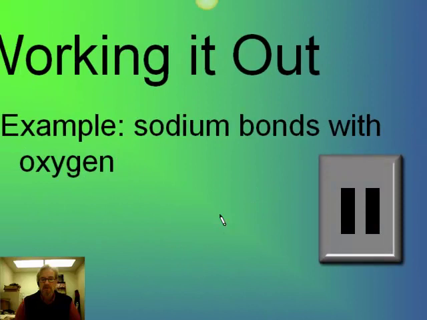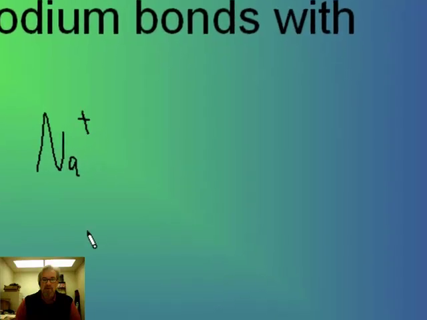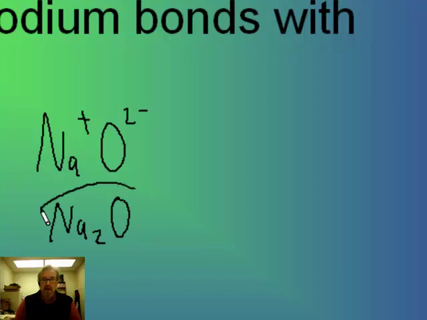Try this one, sodium and oxygen. Sodium's column 1, Na1+. Oxygen is column 6, O2-. When I charge swap, sodium gets the 2 from the oxygen's charge. Oxygen gets the 1 from sodium's charge, Na2O.